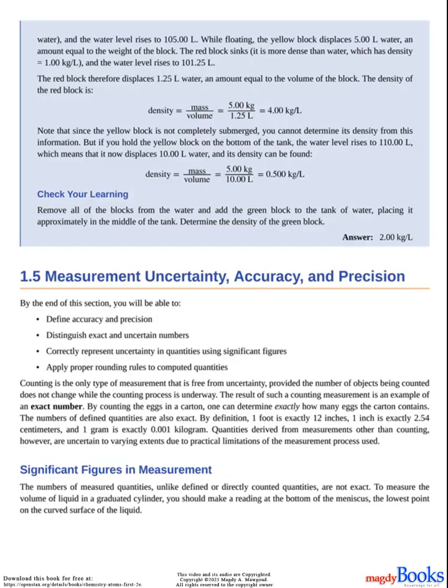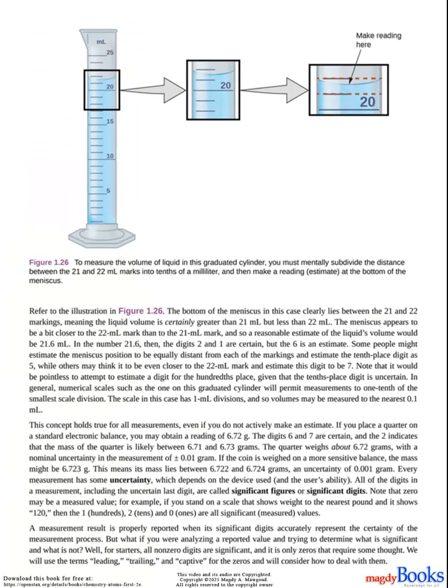1.5.1 Significant figures in measurement. The numbers of measured quantities, unlike defined or directly counted quantities, are not exact. To measure the volume of liquid in a graduated cylinder, you should make a reading at the bottom of the meniscus, the lowest point on the curved surface of the liquid. Figure 1.26.